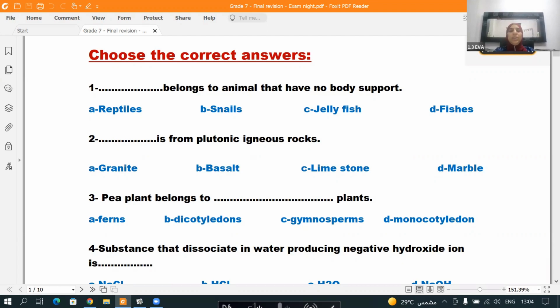So let's start and say Bismillah ar-Rahman ar-Rahim and start our revision for today. Question number 1, choose the correct answers from the following. Yasmin, would you please start?